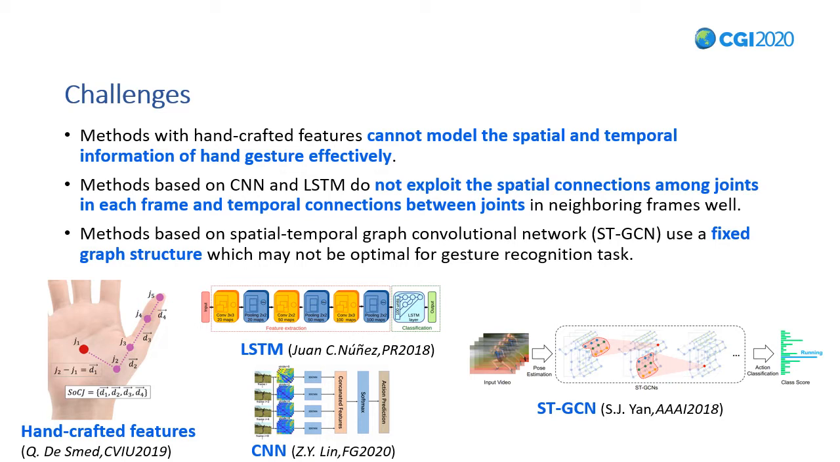These work often use a fixed graph of hand skeleton on spatial dimension and another fixed graph on the temporal dimension, which may not be optimal for gesture recognition. In addition, these ST-GCN methods only use the raw joint coordinates as input and could not capture the motion features such as trajectory.